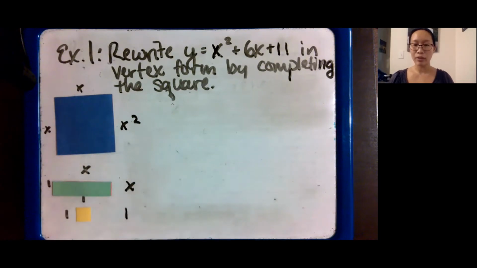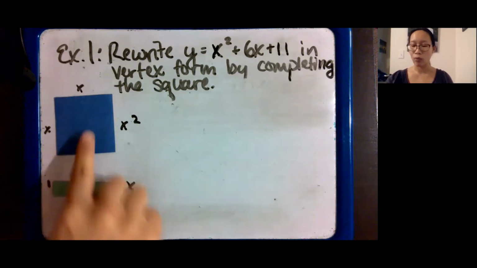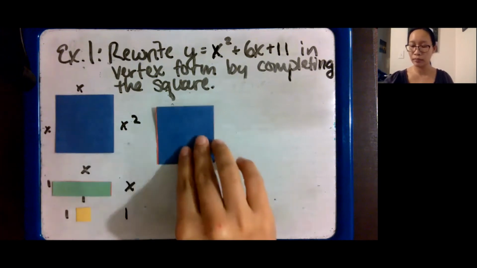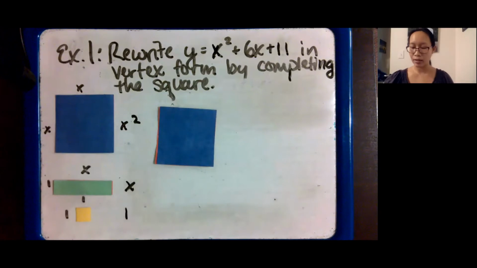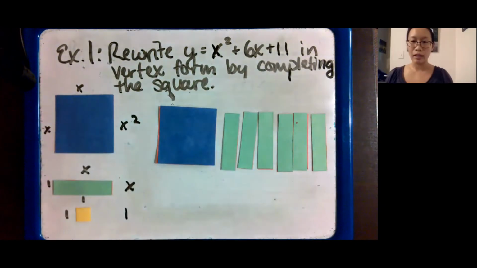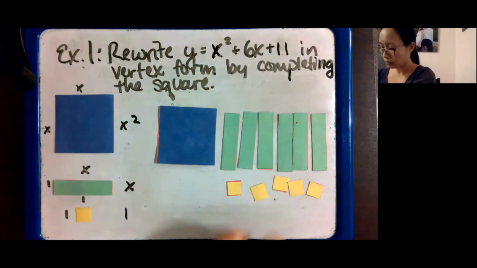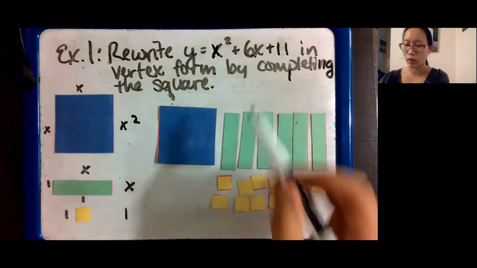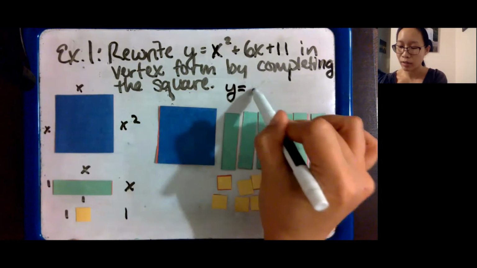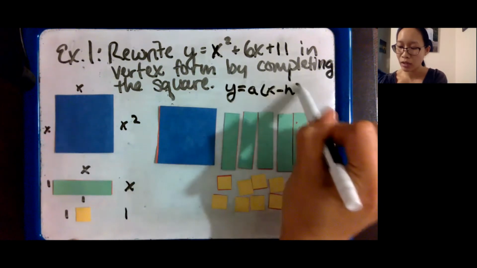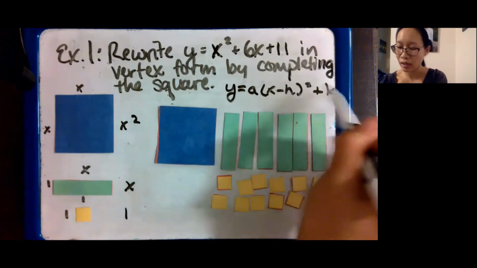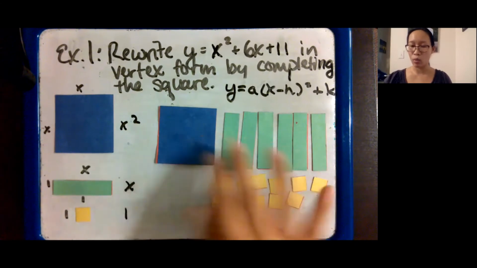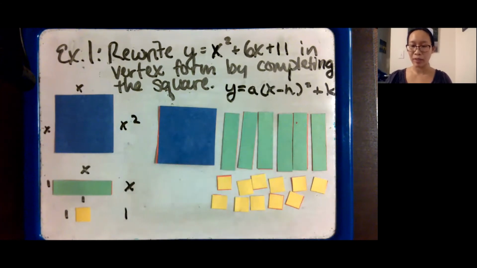If I were to model this expression, x squared plus 6x plus 11, I would have 1 blue x squared, 6 green x's, and 11 yellow ones. And the question is, we want to rewrite this into vertex form, which looks like y is equal to a times (x minus h) squared plus k. We're going to have to remake this into a square plus something else.